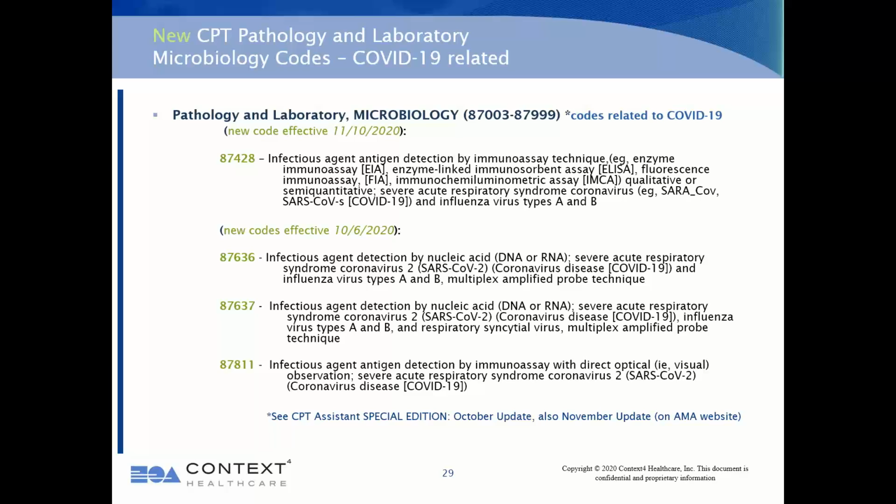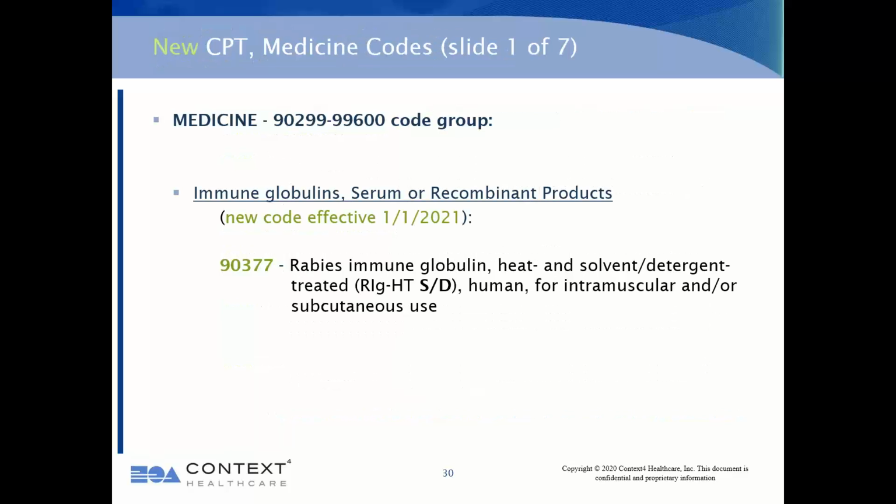87811 is used to report the SARS-2 antigen detection immunoassay that is performed using direct visual observation. Note that due to timing, none of these four new codes made it into the 2021 CPT book, but they are all valid in late 2020 and in 2021. You should see them in print in the 2022 CPT book. For more details, search the AMA website for CPT Assistant Special Edition October and November updates.